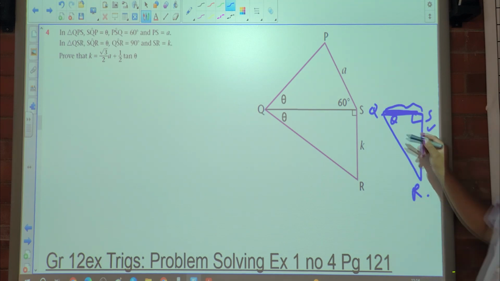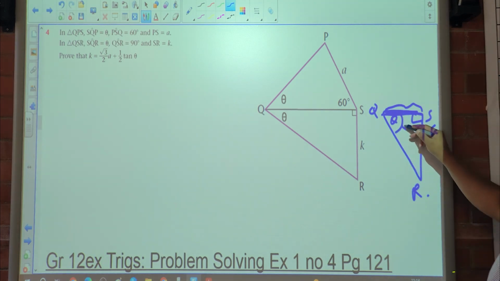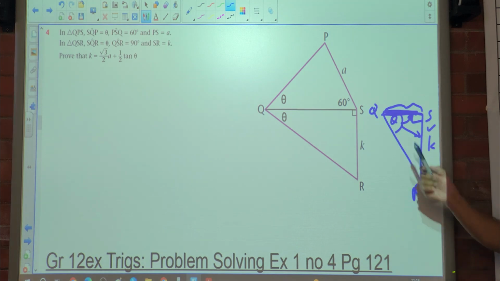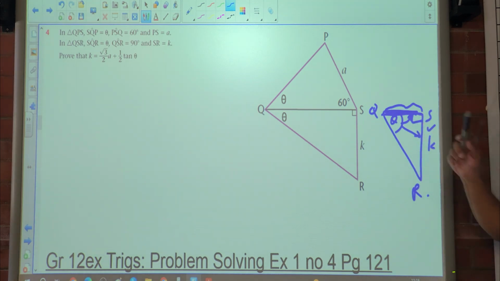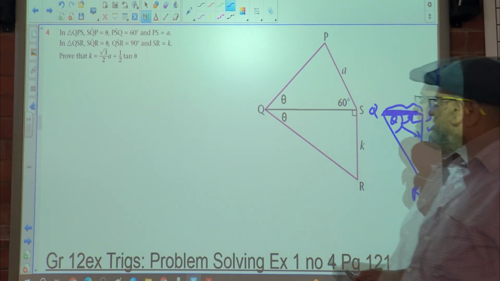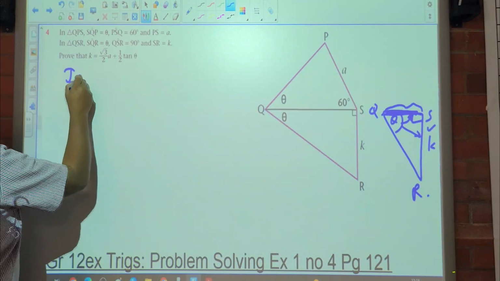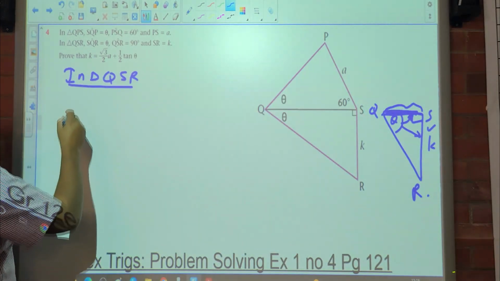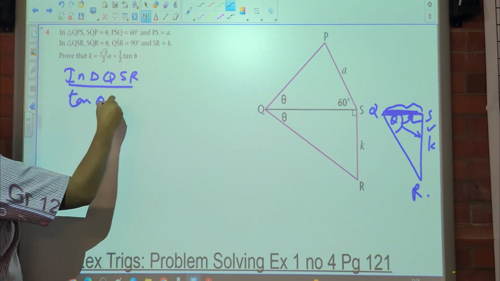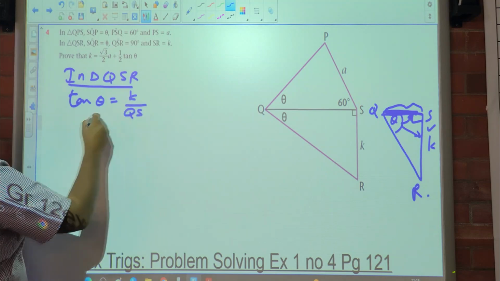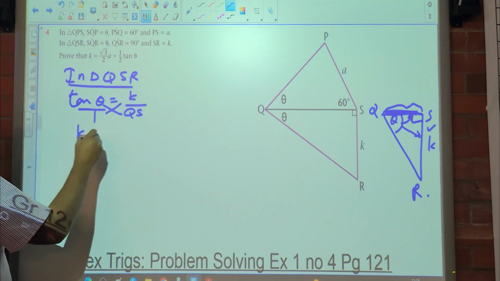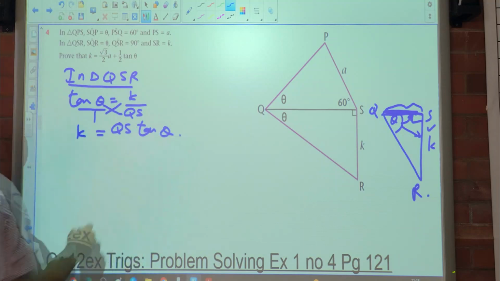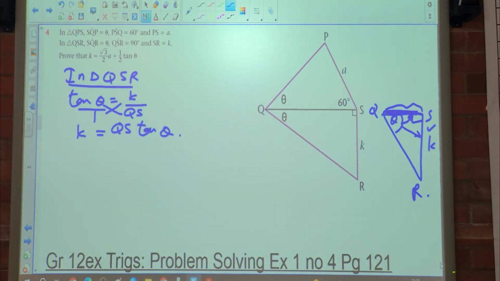So which trigonometric function uses opposite and adjacent? Tan again. Why can I use tan here? The right angle triangle. So we say in triangle QRS, you're going to say that tan of theta equals opposite over adjacent. I make K the subject of the formula. So K is equal to QS tan theta. You will agree with that?